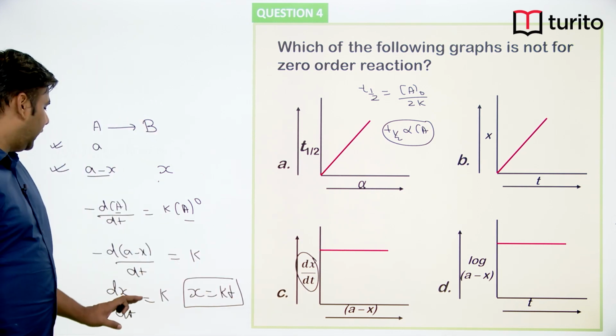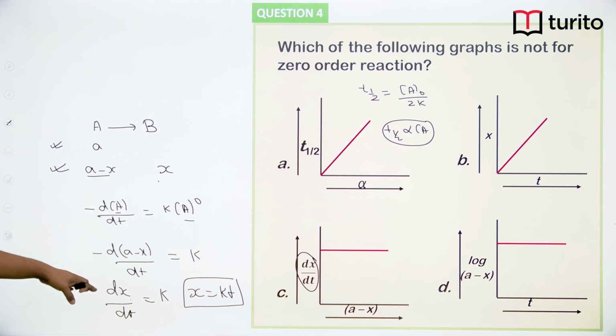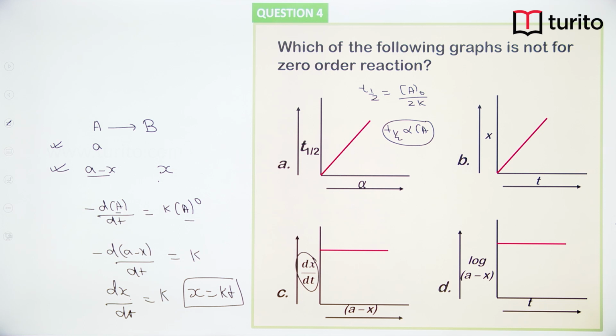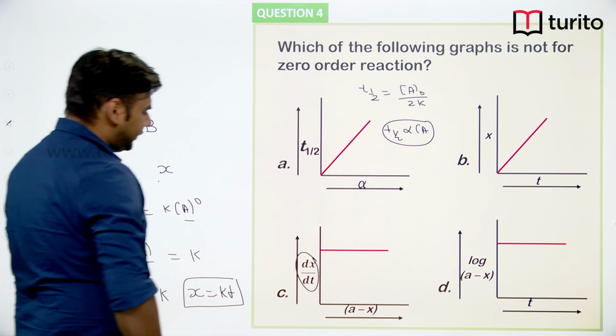If you take log of A minus X and plot it with t, would it be a straight line? This would not be a straight line, because the value of X is changing with respect to time. So the answer for this would be D. This is a very basic question on graphs.